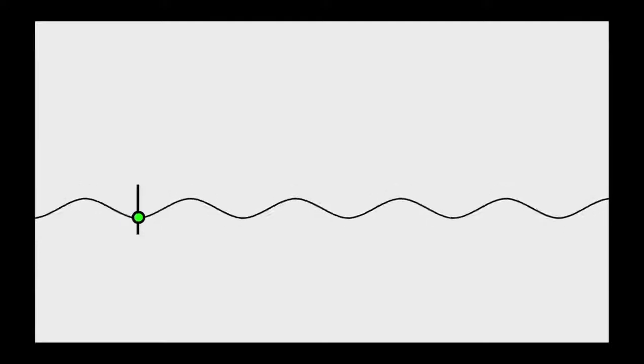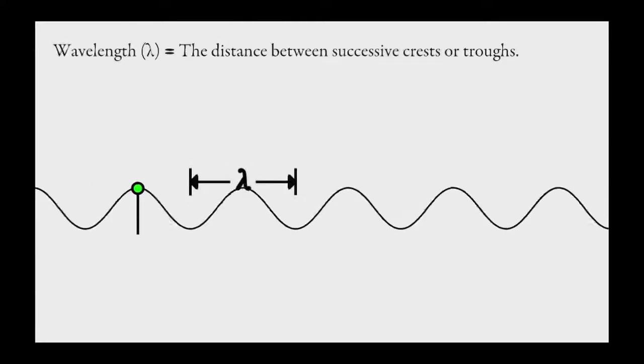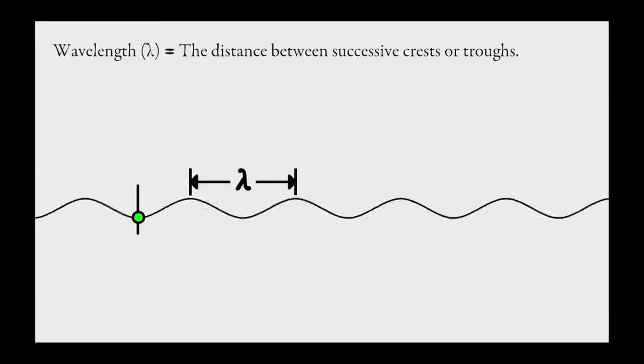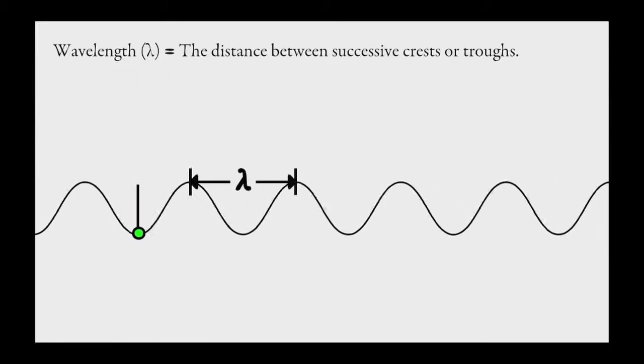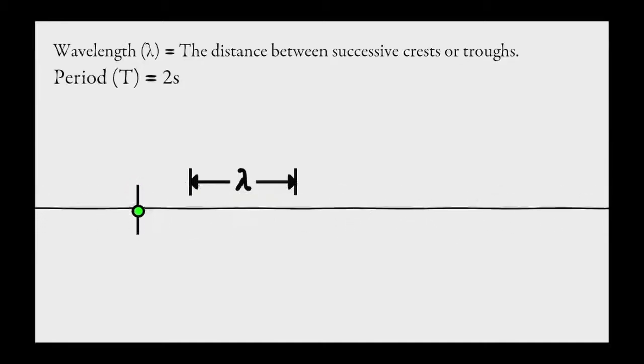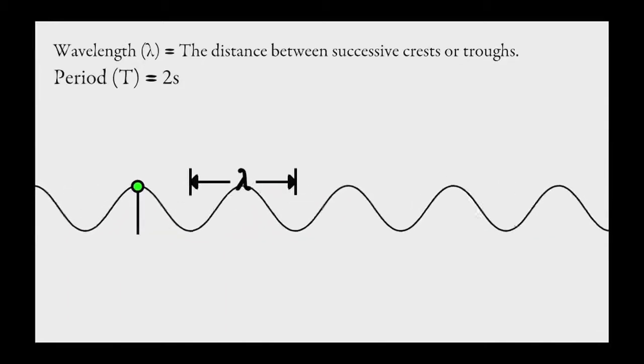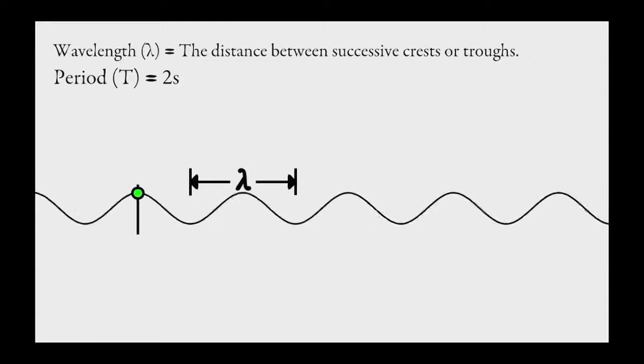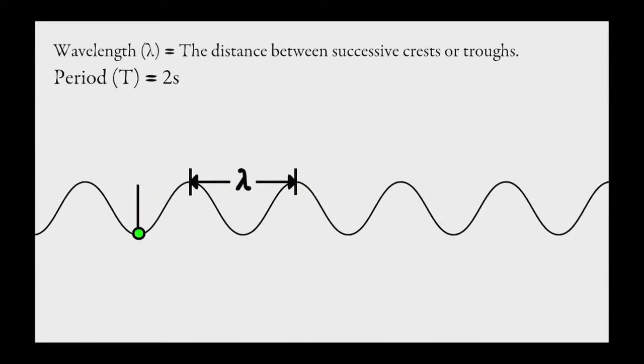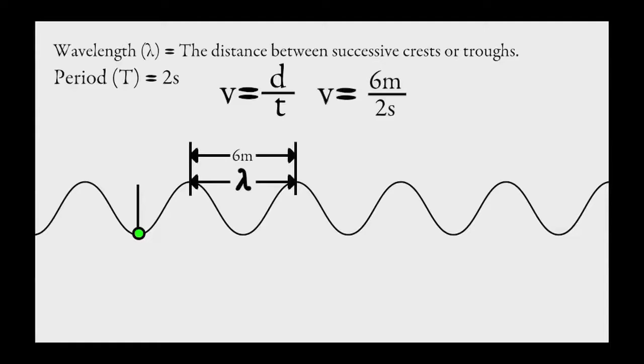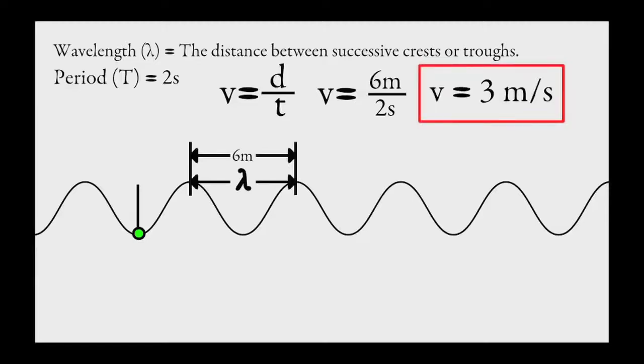So, how do we determine the speed of a wave? Well, we can measure the distance of the wavelength, which is measuring from crest to crest. And we can also get the period, the time it takes to complete one cycle. So the wavelength in this case is 6 meters. And since the period is 2 seconds, we can use the formula V equals d over t to calculate the speed. 6 meters is covered in 2 seconds, so the velocity is 3 meters per second. Box that puppy up, and we're done.